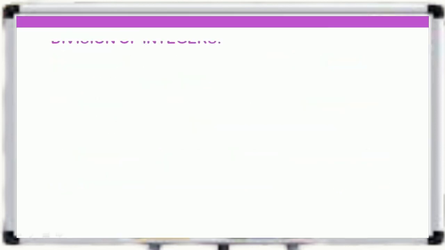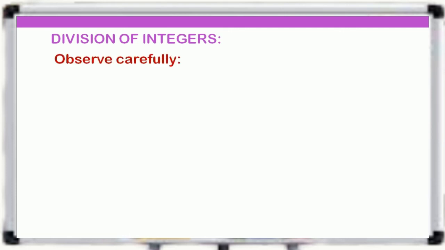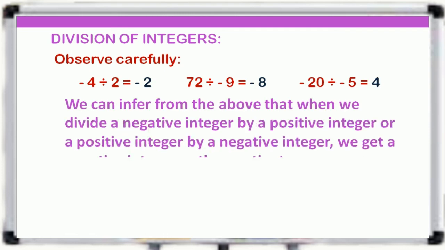Now move on to next topic, that is division of integers. So now observe carefully. Minus 4 divided by 2 gives the result minus 2. 72 divided by minus 9 gives the result minus 8. Minus 20 divided by minus 5 is equal to 4. Here 4 is the quotient.